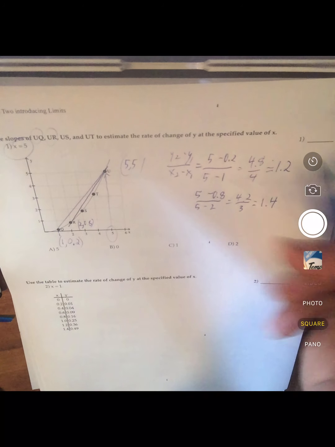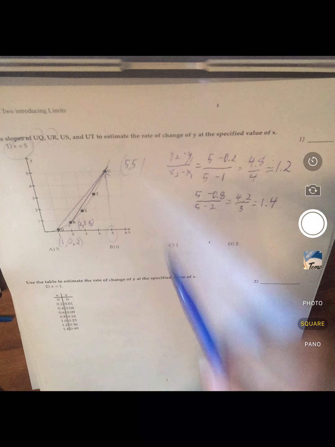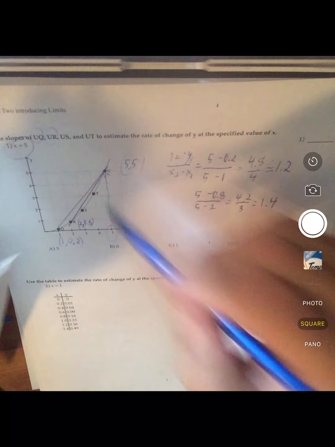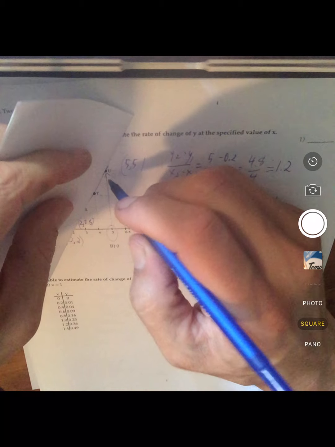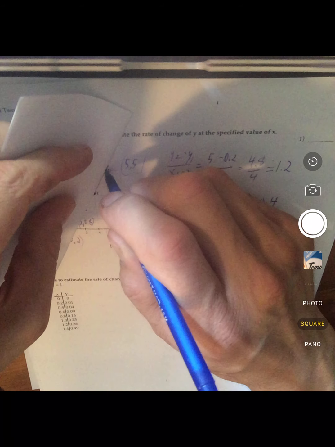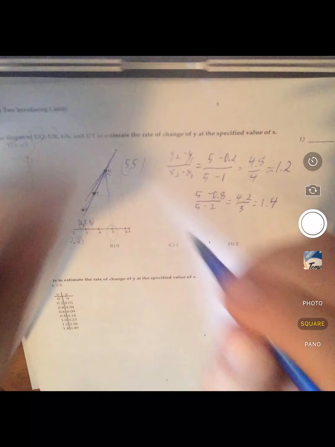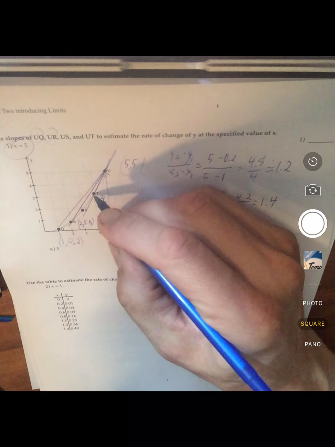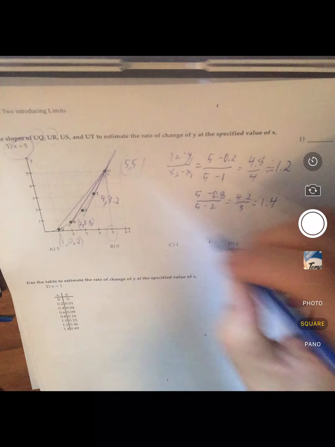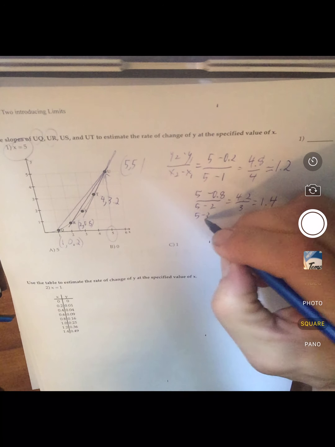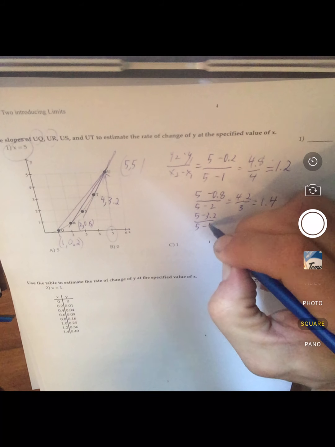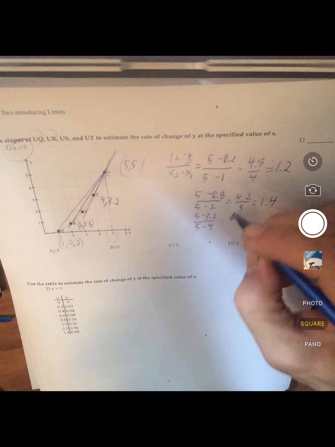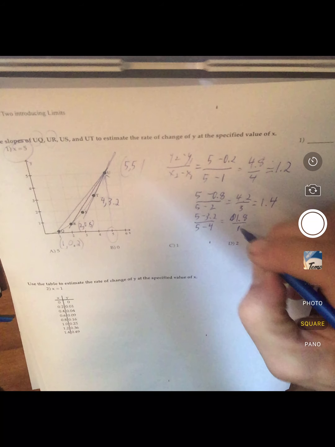So we're doing some numerical stuff, tying it to what we see graphically, and trying to get at a concept right here. I'm going to skip US and jump right to UT just to save a little time here. You check the others, but let's see the trend that's going on here. UT is a little steeper yet. That's 4, 3.2. So I got 5 minus 3.2 over 5 minus 4. That's the x values. We got, not 0, we got 1.8 over 1.